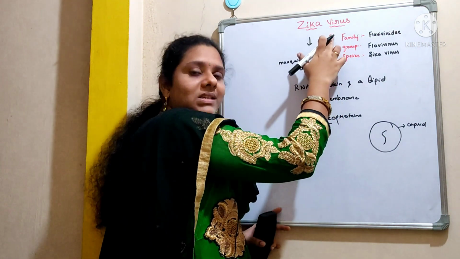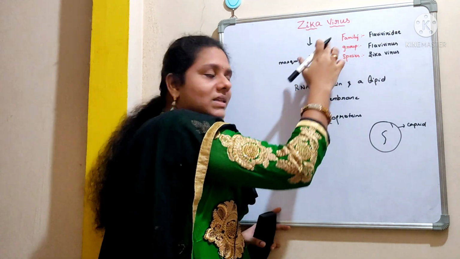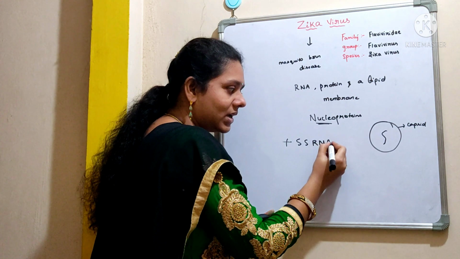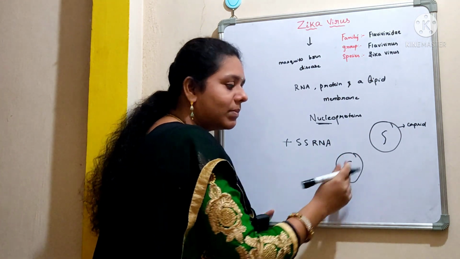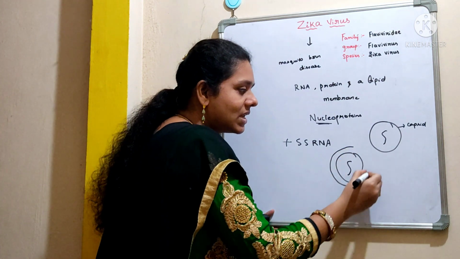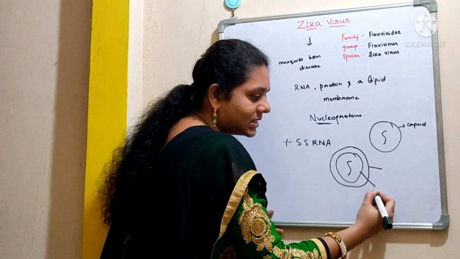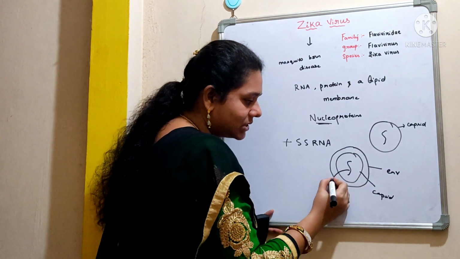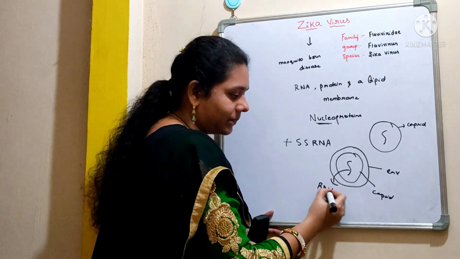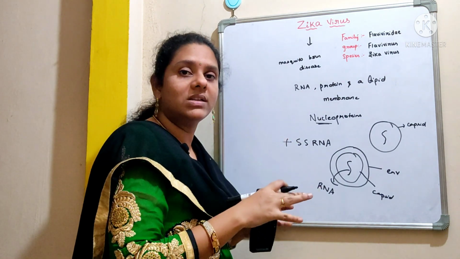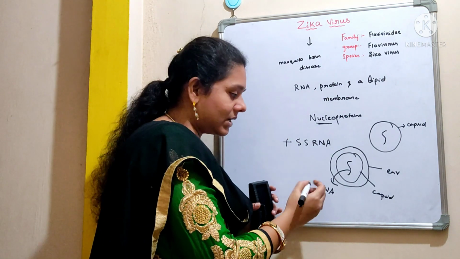When we talk about this Zika virus, it contains positive sense single-stranded RNA as a genetic material that is surrounded by a protein coat called capsid, and it contains an additional layer called envelope. So this is the capsid and this is the envelope. This is the genetic material, that is RNA.